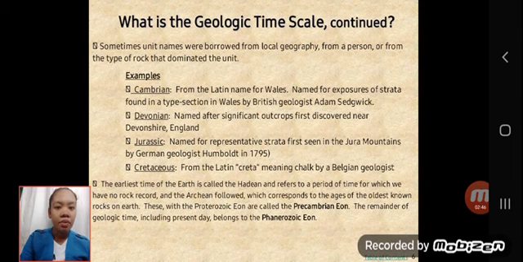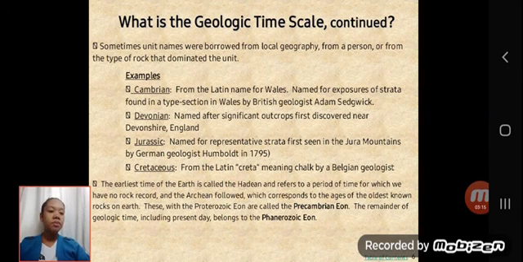So the earliest time of the Earth is called the Hadean and refers to a period of time for which we have no rock record. And the Archean followed, which corresponds to the ages of the oldest known rocks on Earth. These, with the Proterozoic Aeon, are called the Precambrian. The remainder of geologic time, including present day, belongs to the Phanerozoic Aeon.